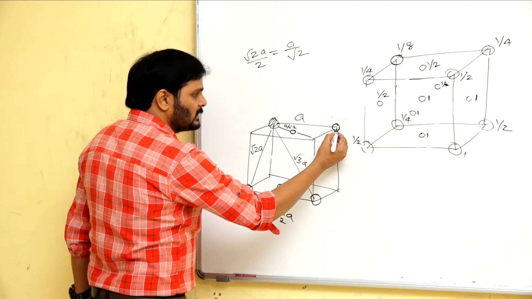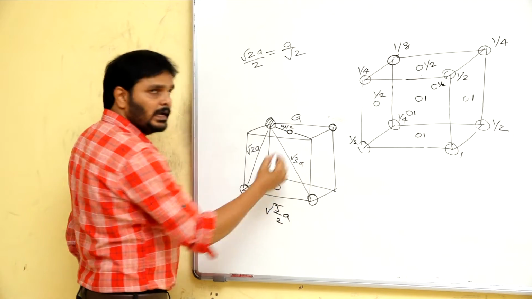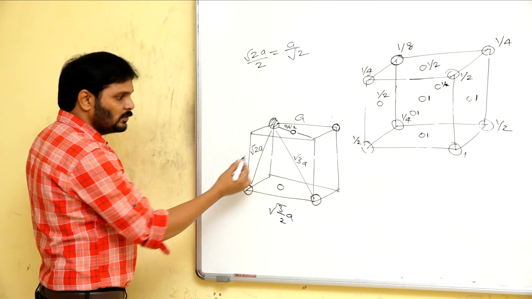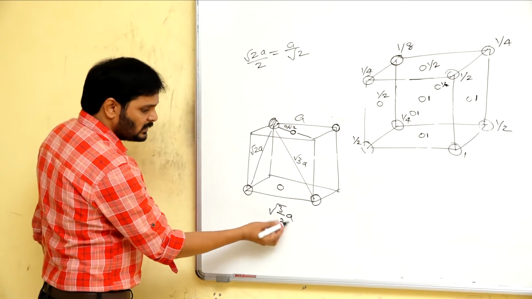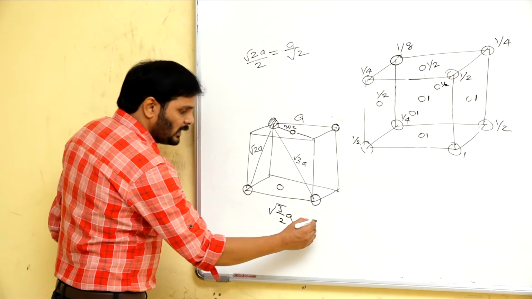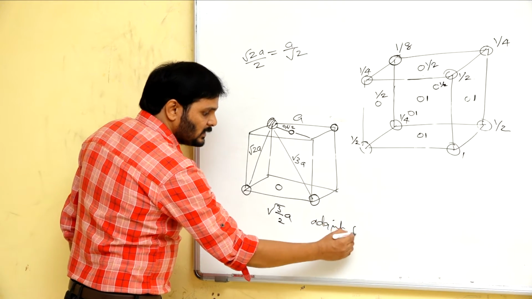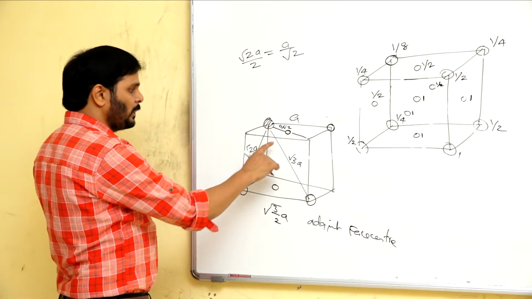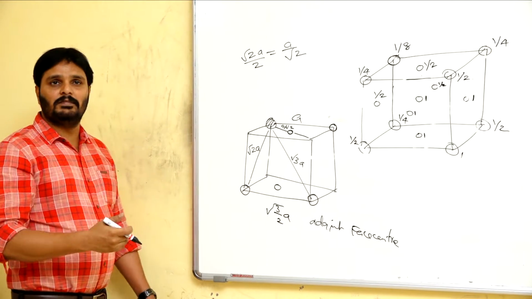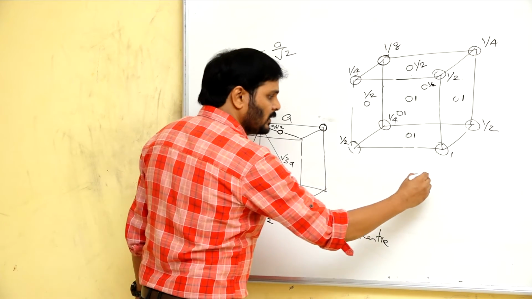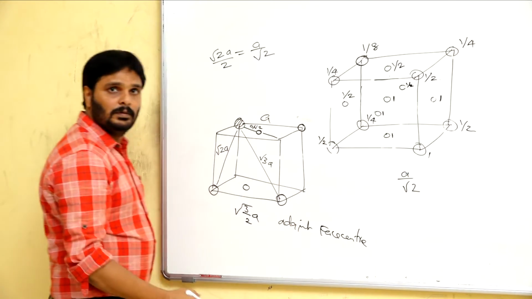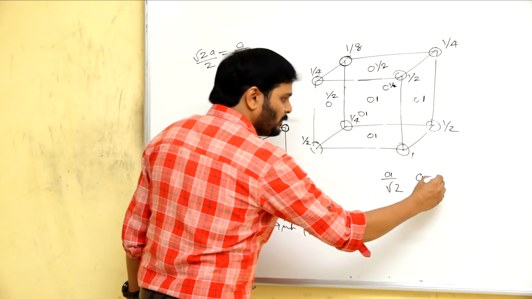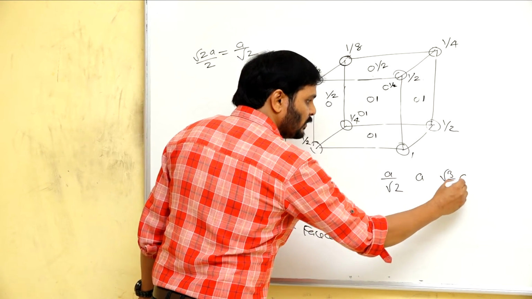So I can say this atom is separated with the distance a. This atom is separated with the distance a root 2. This is root 2a. This is root 3a. This is root 3 by 2a. This is nothing but adjacent face centers. Now, distances you can find out. The smallest distance is a by root 2. Next, a. Next, root 3 by 2a.